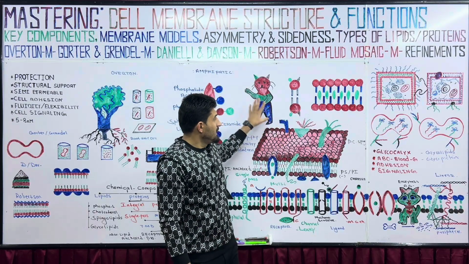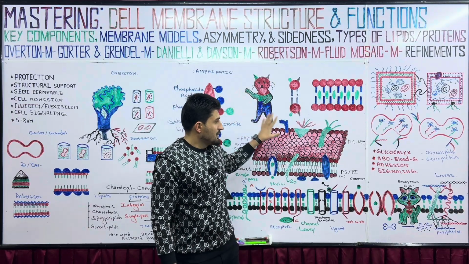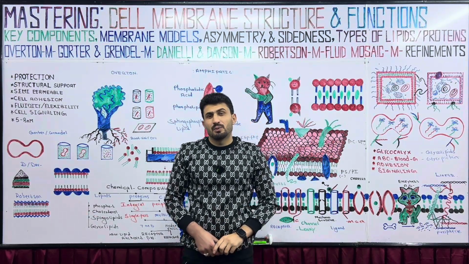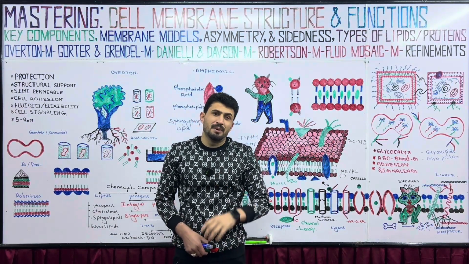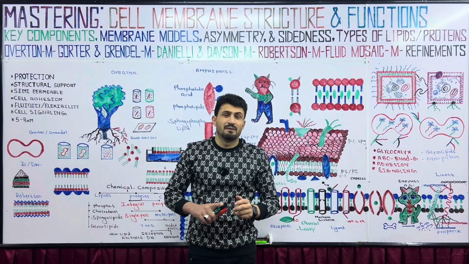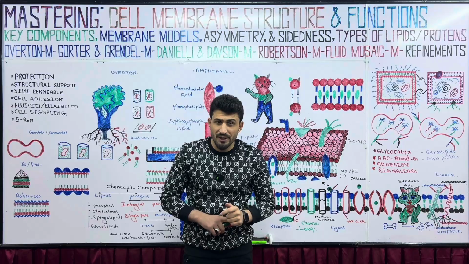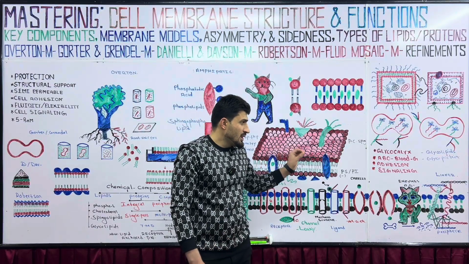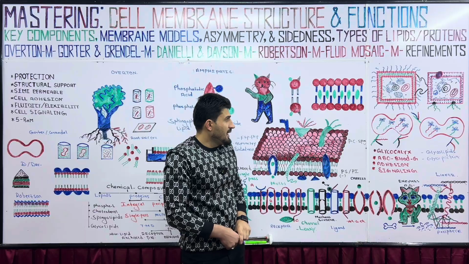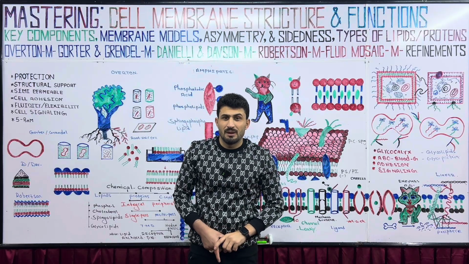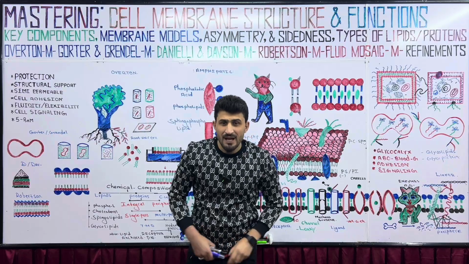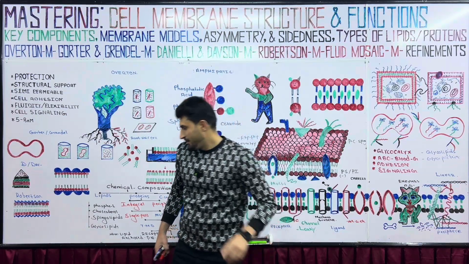And then after this concept, I'll talk about the basic structure of a cell membrane and its three important components. For example, a cell membrane is made of lipids, carbohydrates, and proteins. I'll talk about each of them one by one. And then at the end of this lecture, I'll talk about important functions of a cell membrane. Okay, so let's dive in.